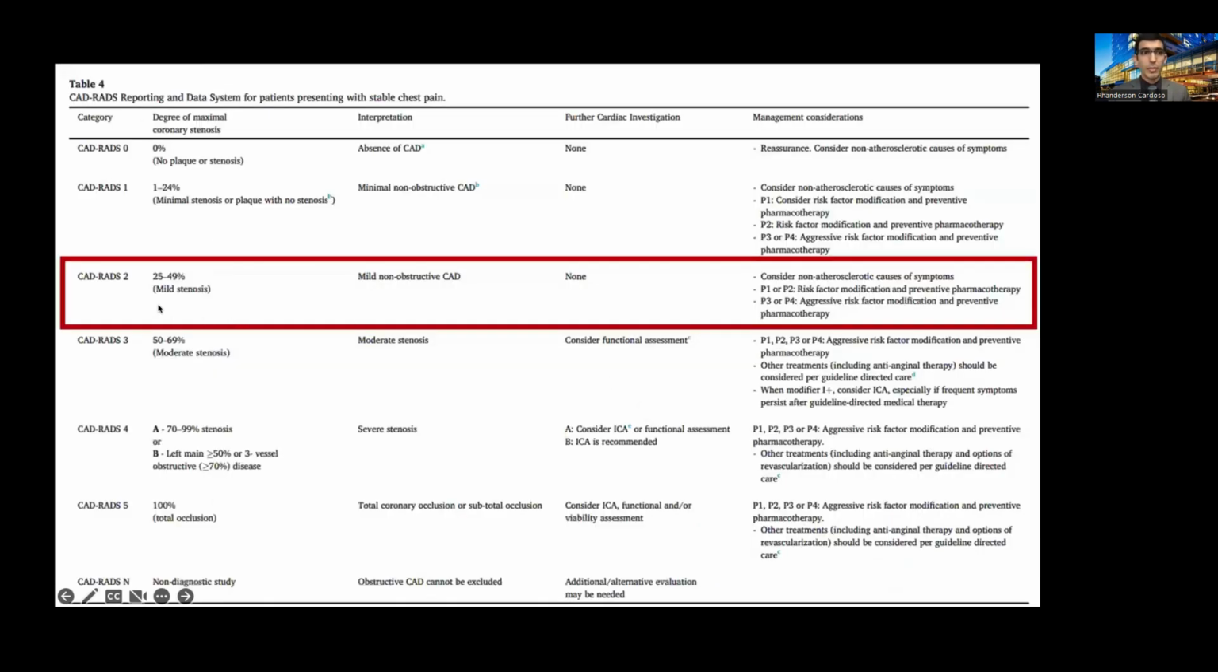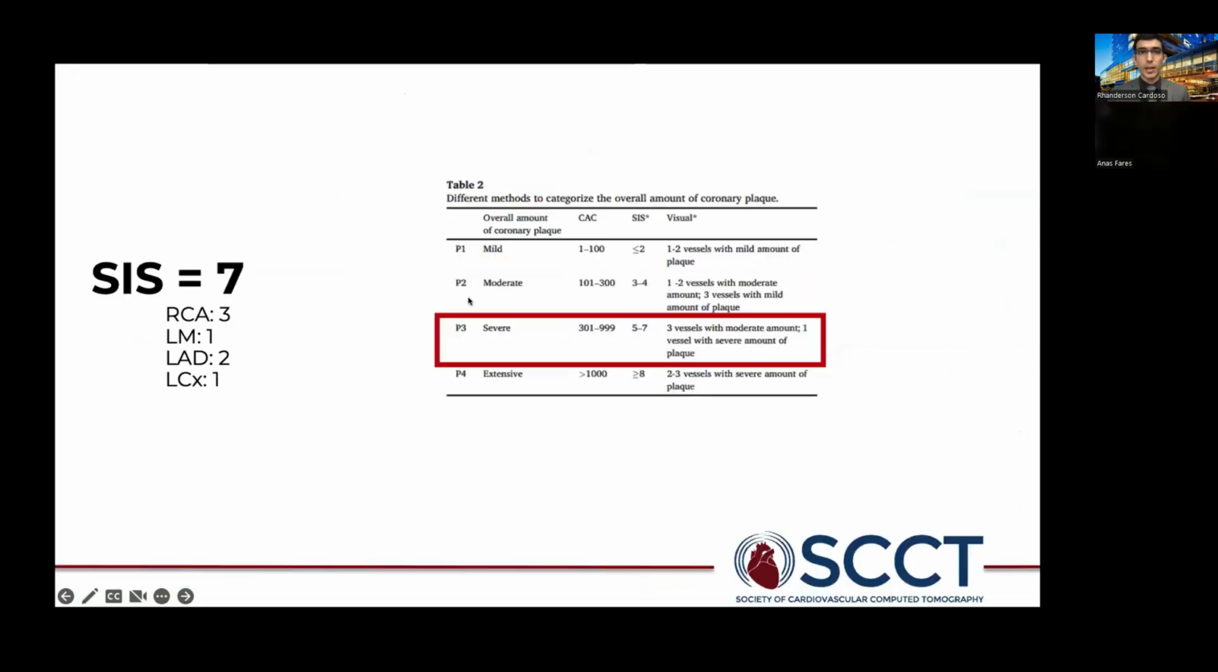So on the basis of the mild stenosis, the patient was classified here as a CAD-RADS 2 with mild non-obstructive disease, unlikely to be responsible for her symptoms. However, the total plaque burden in this case, as shown by the multiple segments involved, the patient was classified as a P3, as a severe overall amount of coronary plaque. And as was shown by Dr. Blankstein, this can be classified by multiple different ways.